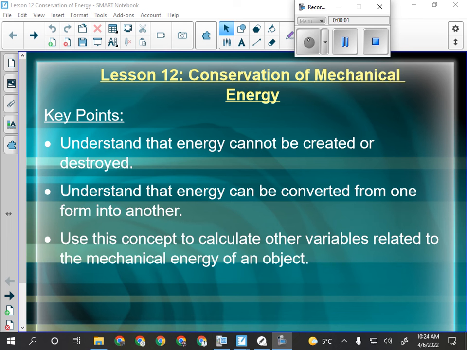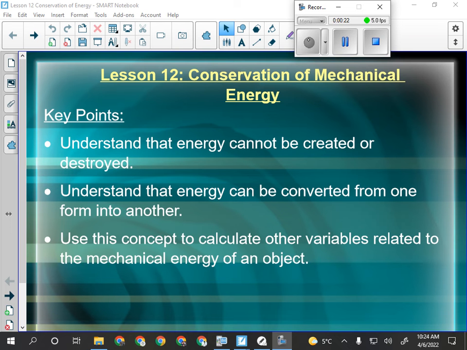Okay, conservation of mechanical energy. The big thing here is, and this is kind of review, that energy can't be created and it can't be destroyed, same as matter. So we can't just magically have something have more or less energy. It can have less energy as long as we can track where it's gone.